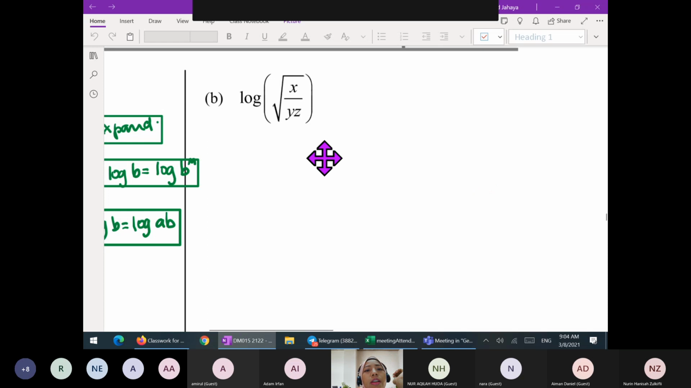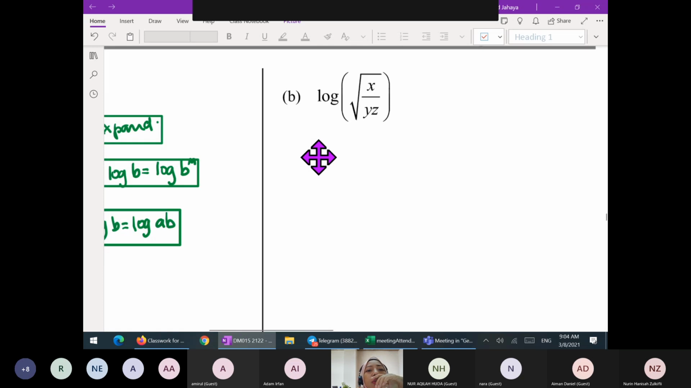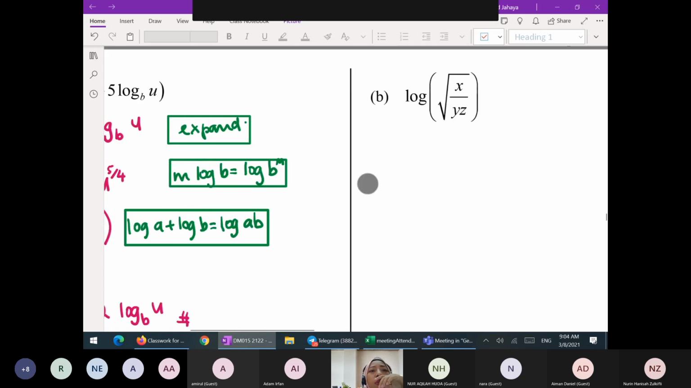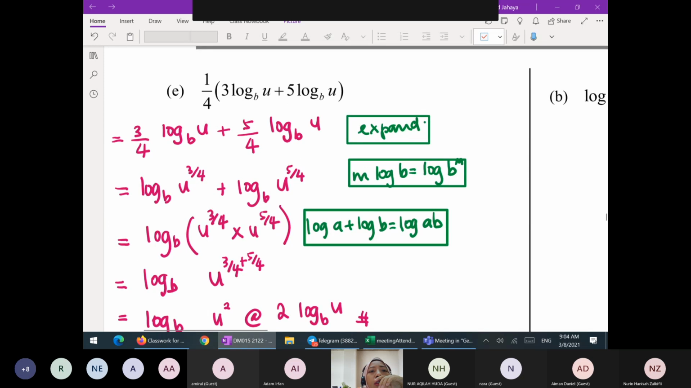Just now we have looked at the example for log, where if you have the coefficient at the front, you expand as usual, and then you use the property m log b equals log b to the power of m. So that's why your 3/4, all the coefficients are at the back. And then since it is plus, you can also use the property log a plus log b equals log ab, and then you simplify.